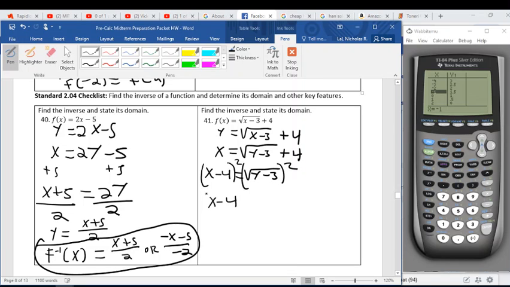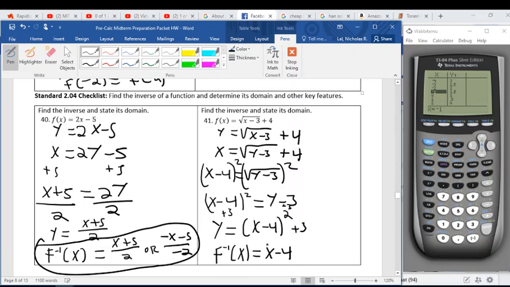x minus 4 squared is equal to y minus 3. y is equal to x minus 4 squared. Add 3 to each side. Plus 3. And that's the inverse of the function. So f negative 1 of x, the inverse, is equal to x minus 4 squared plus 3.